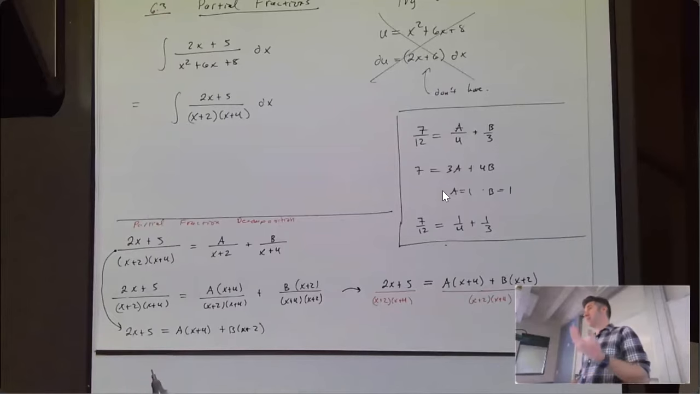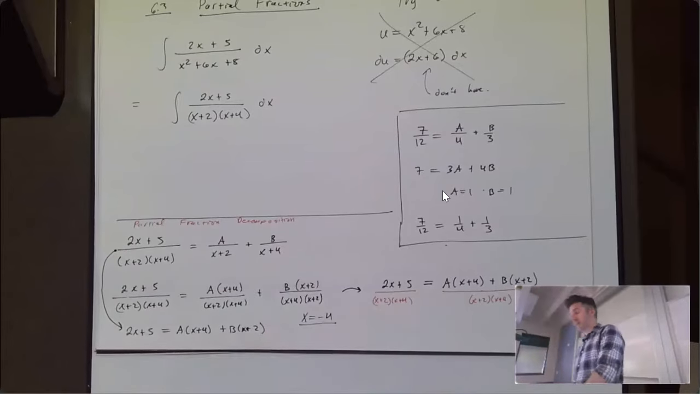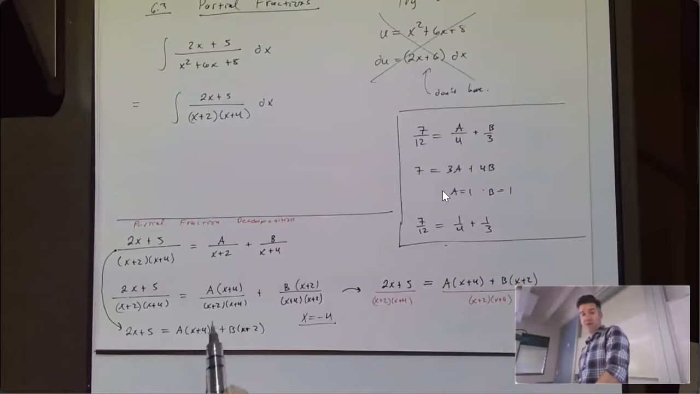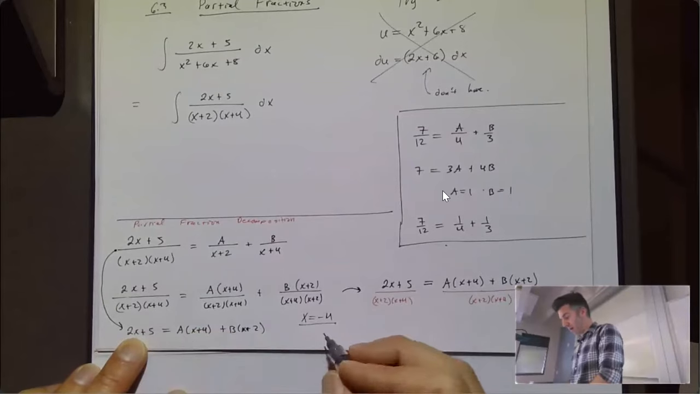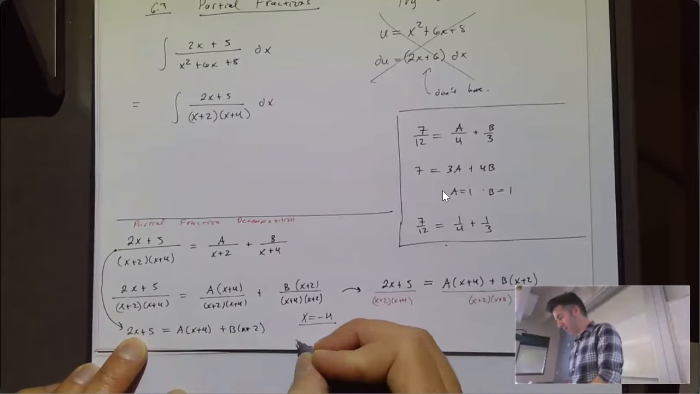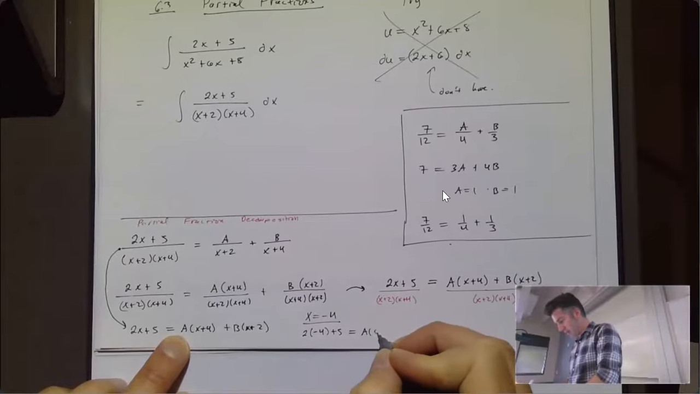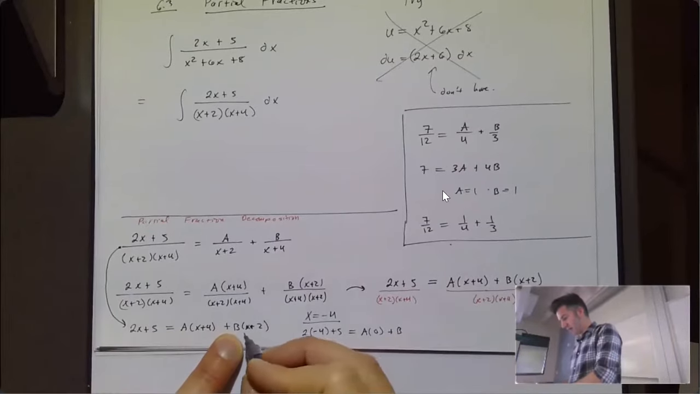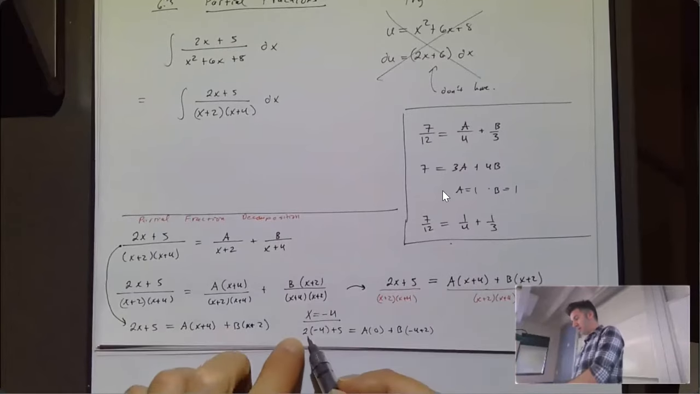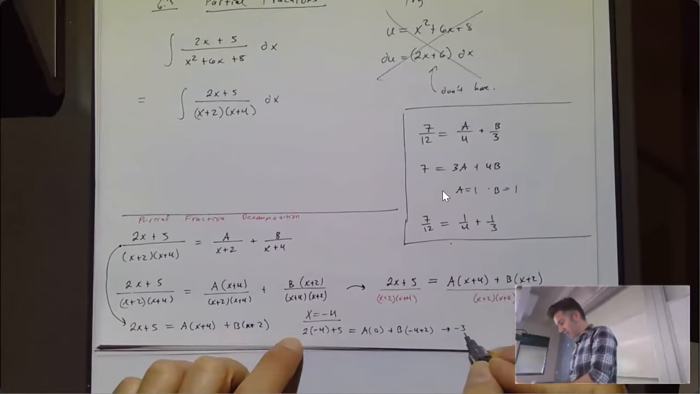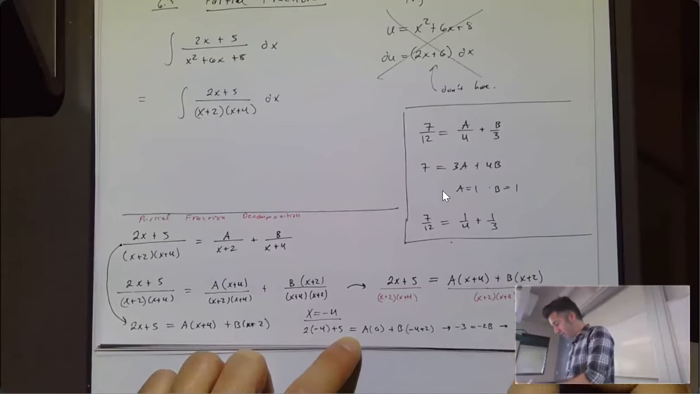And I'm going to pick values of x that make one term disappear. So I'm going to pick a convenient value of x like x equal to -4. So if x is -4, then a times -4 plus 4 is going to go away. So when I do that, on the left-hand side, I get 2 times -4 plus 5, equal to a times 0 plus b times -4 plus 2. That's going to be -8 plus 5. So that's going to give me a -3 on the left equal to -2b on the right. So b is going to equal 3/2.